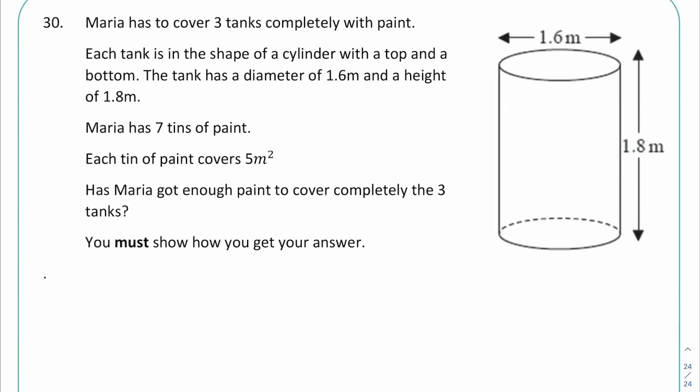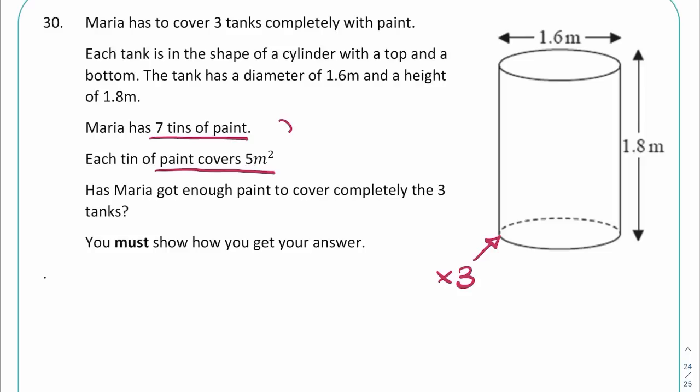Maria has to cover 3 tanks completely with paint. Each tank is in the shape of a cylinder with a top and a bottom. The tank has a diameter of 1.6 and a height of 1.8. Maria has 7 tins of paint. Each tin of paint covers 5 meters squared. Has Maria got enough paint to cover completely the 3 tanks? So we have this tank here, and there are 3 of them. She has 7 tins of paint, and each tin of paint covers 5 meters squared.